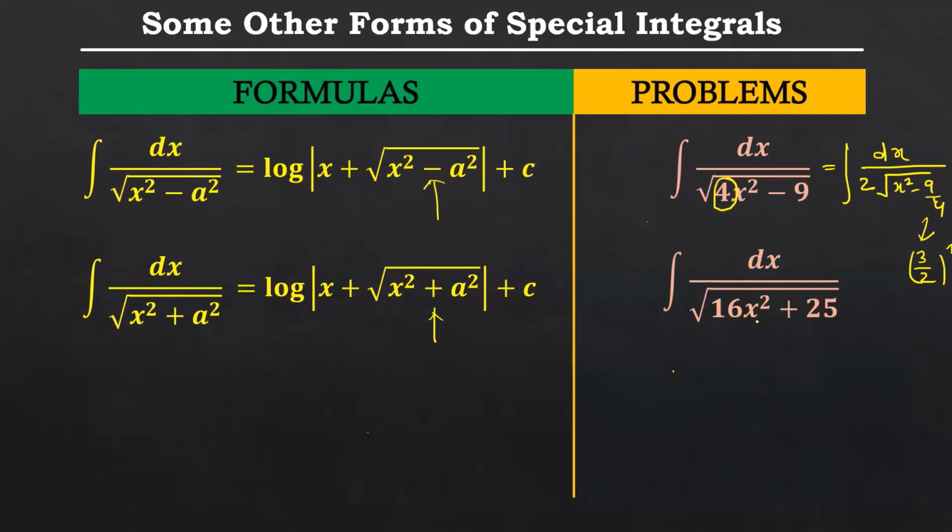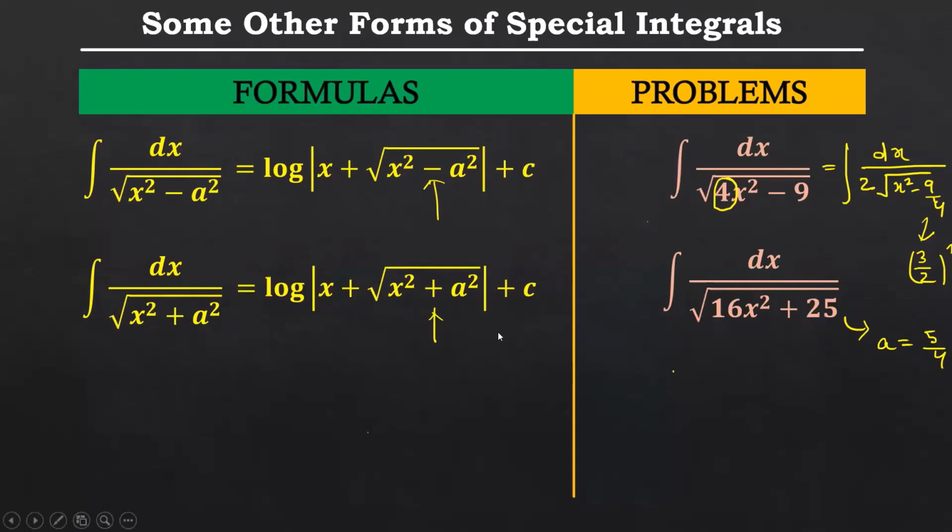So again, you have to make that x² common. So this will make your x free. And after that, there is a 25 by 16. That means (5 by 4) square. And this is your a value. So here, your a value will be 5 by 4. Then take it here in the formula.